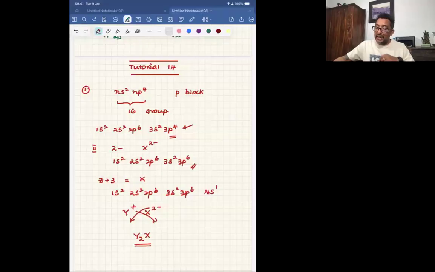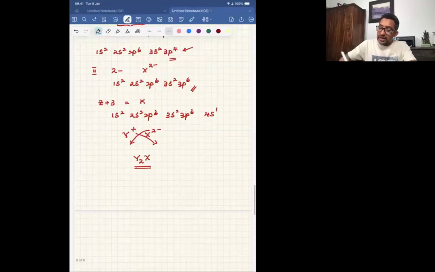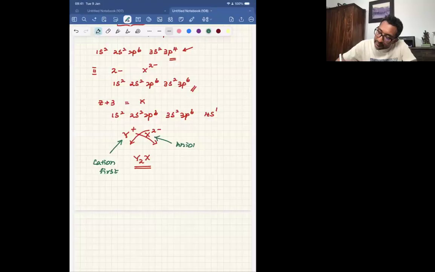XY2 we don't write, because we write the cation first, followed by the anion. Anion second. That is the IUPAC norm, the international norm. So you write it as Y2X. Did you understand?